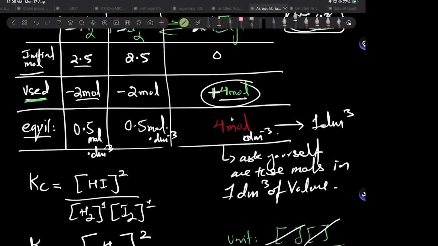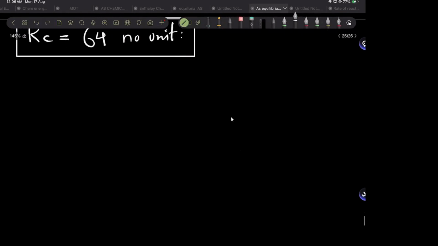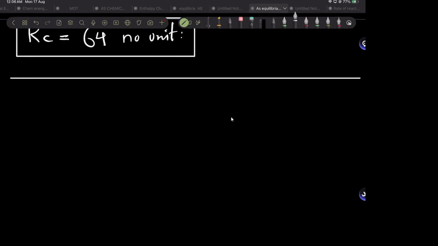Are you clear? So the next question we can do over here would be, what would be an example of it not being in 1 dm cubed? Yeah, we will do that example. And then we just have to convert it, basically? Yes, you'll have to convert first because the Kc expression has square brackets, right? The square brackets mean that the unit must be in mole per dm cube, or these must be the moles that are in 1 dm cube in order to insert them in the square bracket.